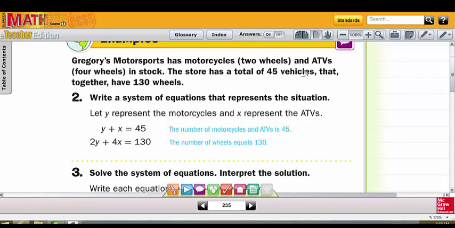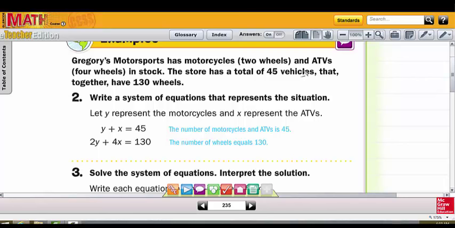So now let's go to sample number 2. Gregory's Motorsports has motorcycles, 2 wheels, and ATVs, 4 wheels, in stock. The store has a total of 45 vehicles that together have 130 wheels. Write a system of equations that represent the situation.